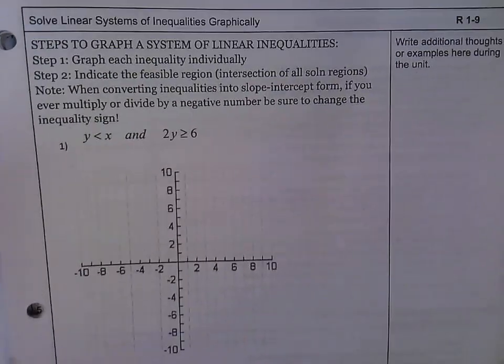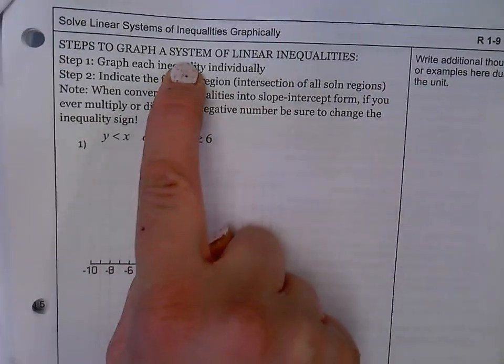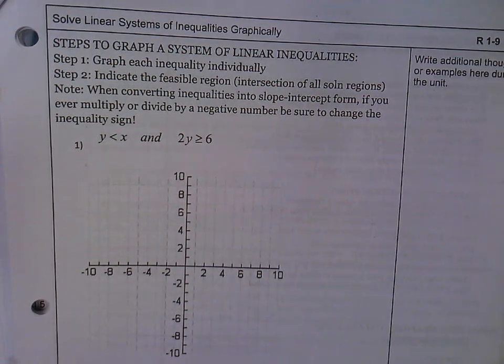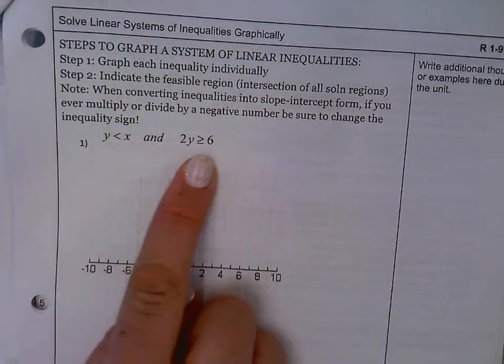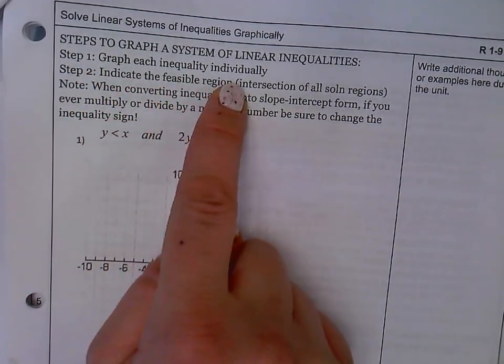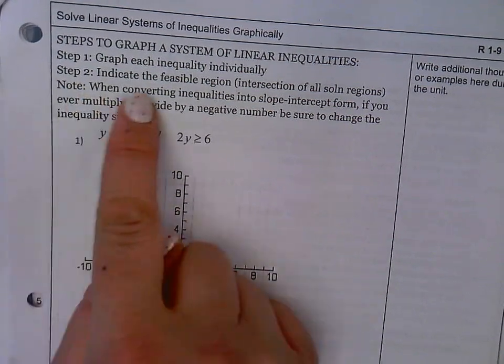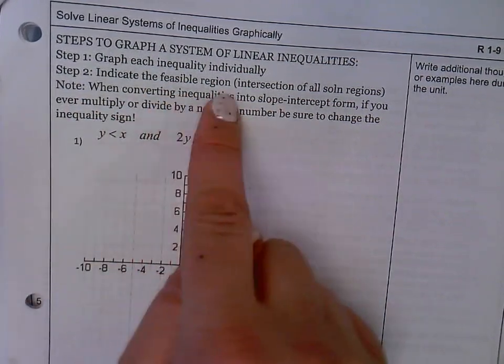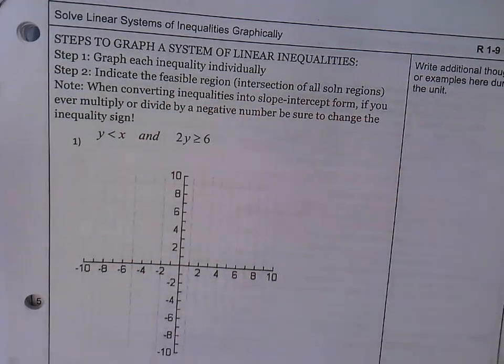All right, so here's graphing a system. What does a system mean? A system means two or more. There's more than one. See how I have more than one here? So step 1, graph each inequality individually. Step 2, indicate the feasible region. That's the intersection of wherever your colors are going to overlap.